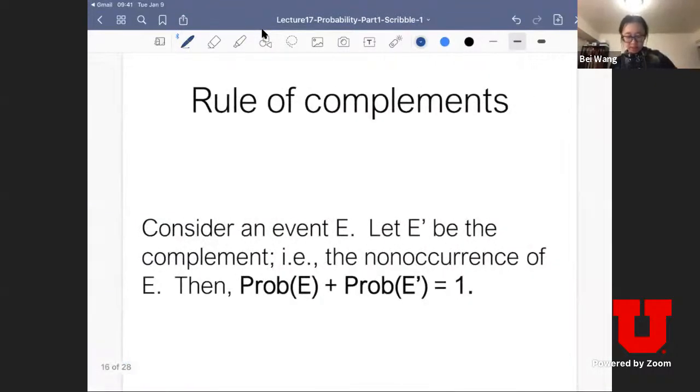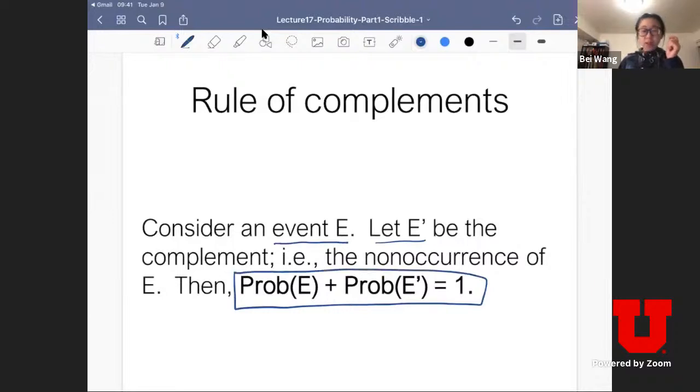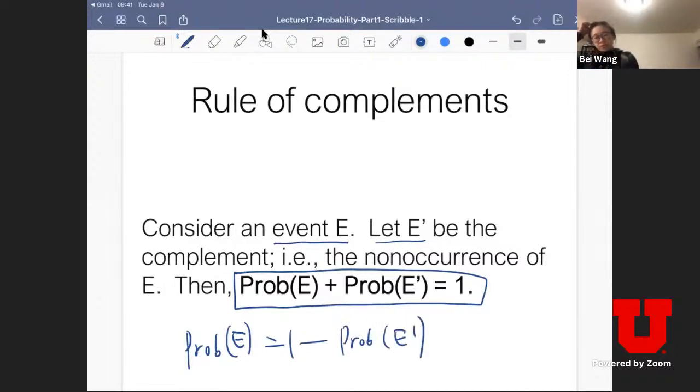Okay. So that is the rule of complement. If I want to study the probability of the event E, E prime is its complement, the non-occurrence of this event, then we can use the formula that the probability of the event happening plus the probability of the event not happening is equal to 1. Or in other words, the probability of the event happening is 1 minus the probability of its complement. That's the rule we used in the previous question.